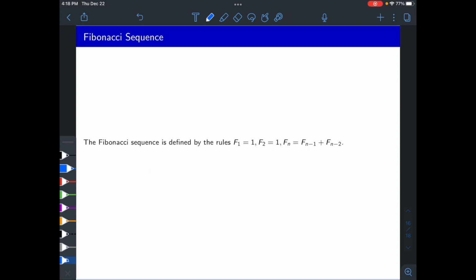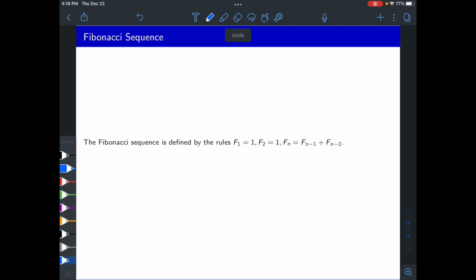All right, cool. So that was a lot. I want to end this with something called the Fibonacci sequence. It's technically defined by some rules. The first term of the sequence is 1. The second term of the sequence is also 1. And then what would the next term of the sequence be? F sub n equals f sub n minus 1 plus f sub n minus 2.